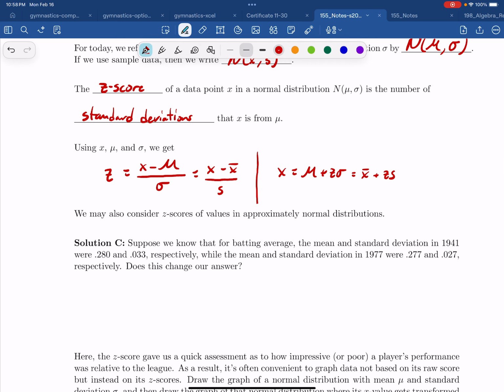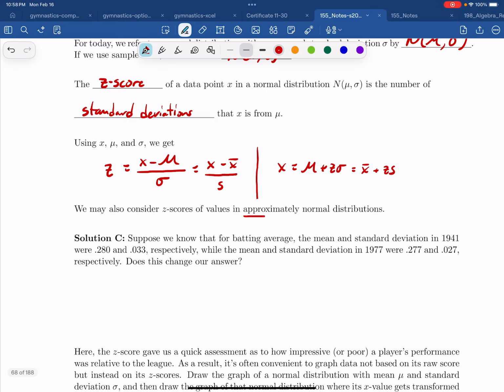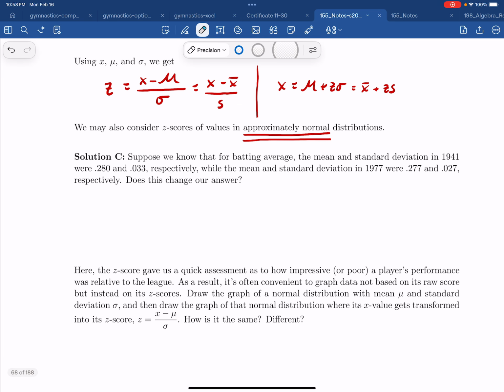Now, the only time we really consider the z-score is when we're talking about distributions that are approximately normal. They have to be approximately normal, or else we don't really consider z-scores, because we wind up using the empirical rule, and other finer points. So anyway, now let's go back to our problem with Ted Williams and Rod Carew. Now, it turns out, you can calculate this, the standard deviation in 1941 was 0.033, and 1977 is 0.027. Let's see if that changes our answer.